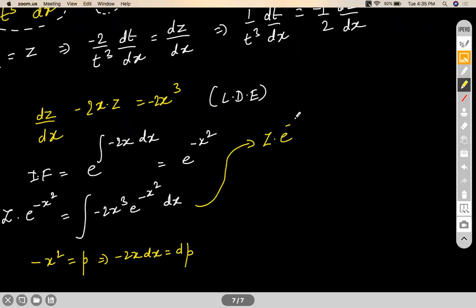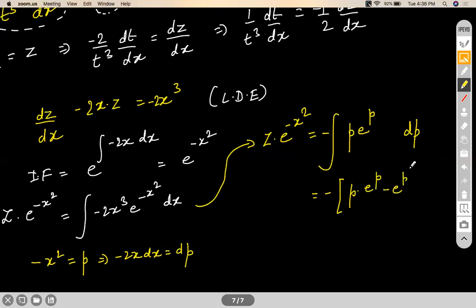So this is going to give me z e to the power minus x square. Now remember, minus 2x dx from here, if you extract, that will become a dp for you, leaving you with an x square. x square was actually minus p. So it will become something of this nature. Am I right? This is something that you can deal with integration by parts. So it will be p e to the power p minus e to the power p plus c, and z e to the power minus x square.